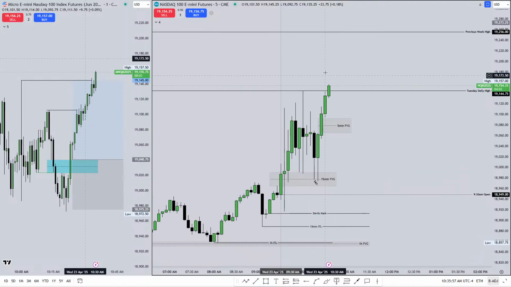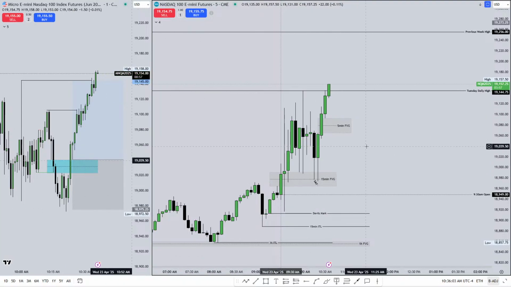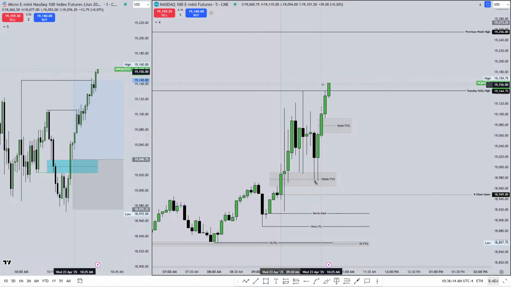We'll see if we can get anything that would be like a move to the downside here. But it would need to happen very soon. I don't want to see it go too high above here and just keep on going. I want to see an obvious displacement lower. That would tell me that this was manipulation.